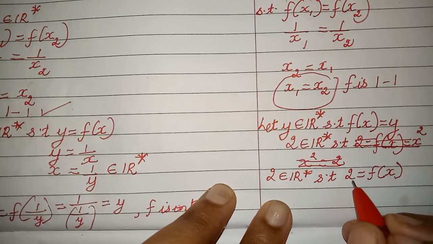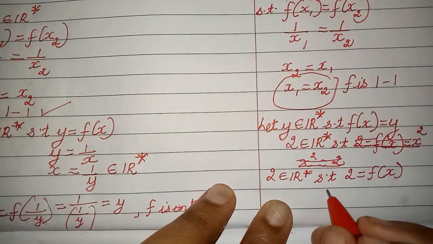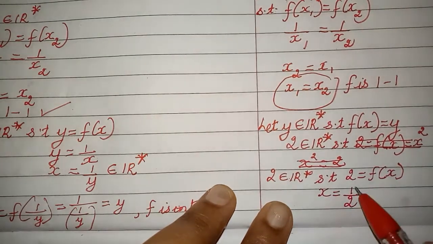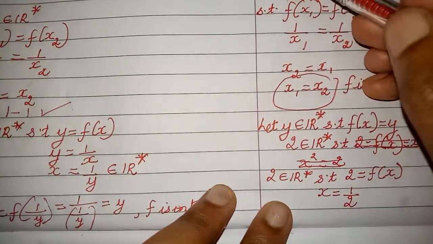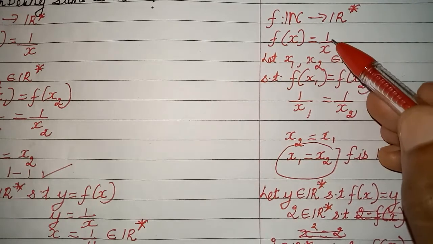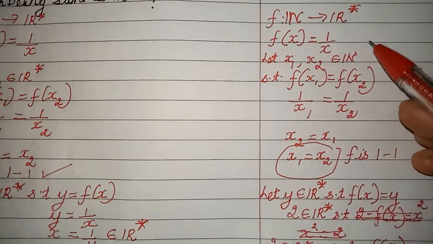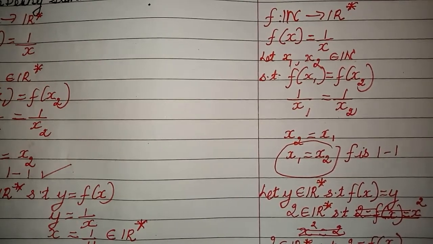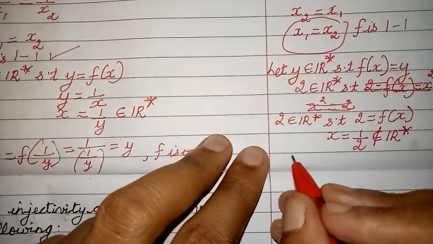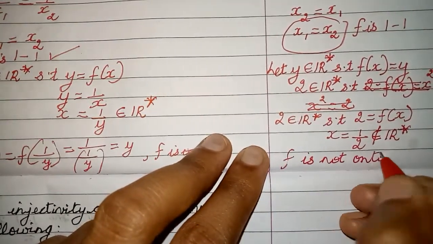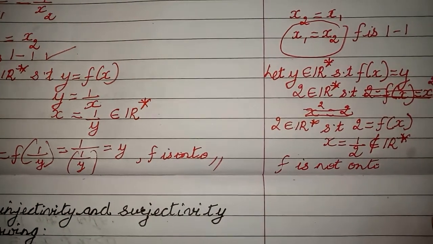So if 2 is equal to f of x, that means children, your x should be of the type half, because if your x is half and I put it in the definition, f of half will be equal to 1 upon 1 by 2, so that is 2. But children, my 1 by 2 is not there in R star. So my f is not onto. Did you get me, children? I have used the counter example method.